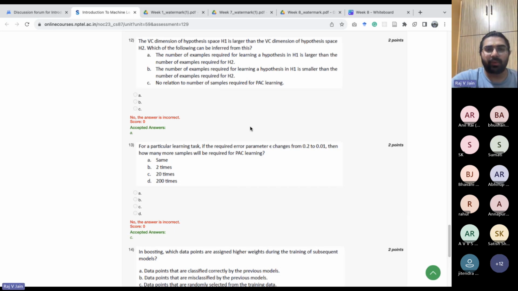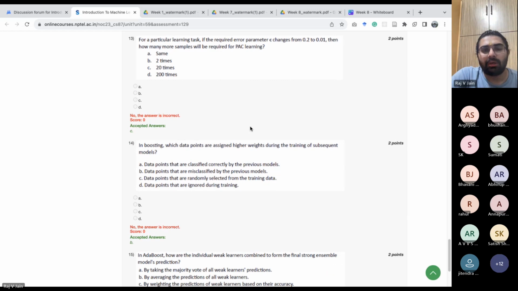All right, then question number 13. Again, this also should be straightforward from the PAC learning model, sample complexity. Right? Any thoughts here? I have a question here. Go ahead. I have a question here on question 13.